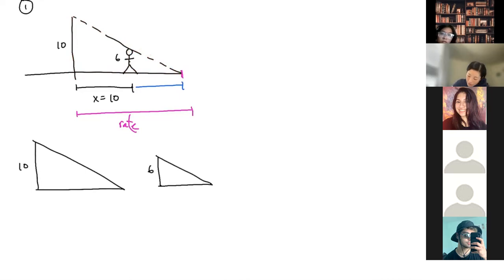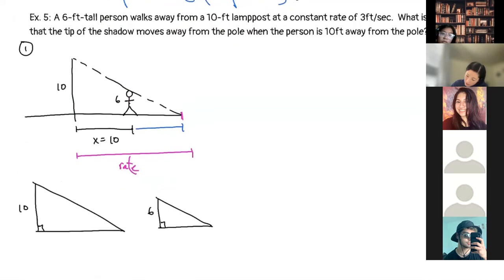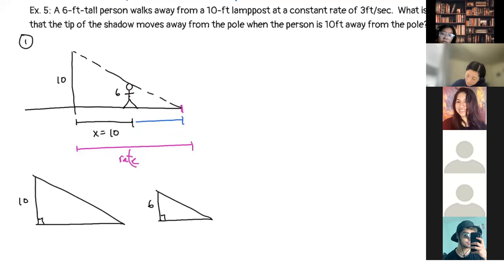Now, the thing about these two triangles, they're both right triangles, but they're also similar triangles. Similar meaning the ratio between the sides is the same. Okay. Now, we know that we have this distance down here, which is going to be 10 plus, and let's give this blue distance a letter. Let's call it A. So 10 plus A. And then this down here is just A.